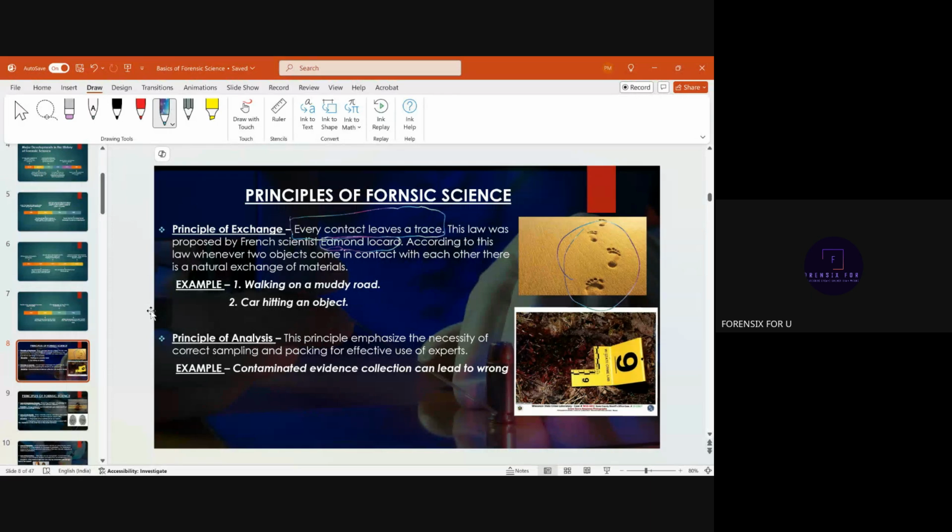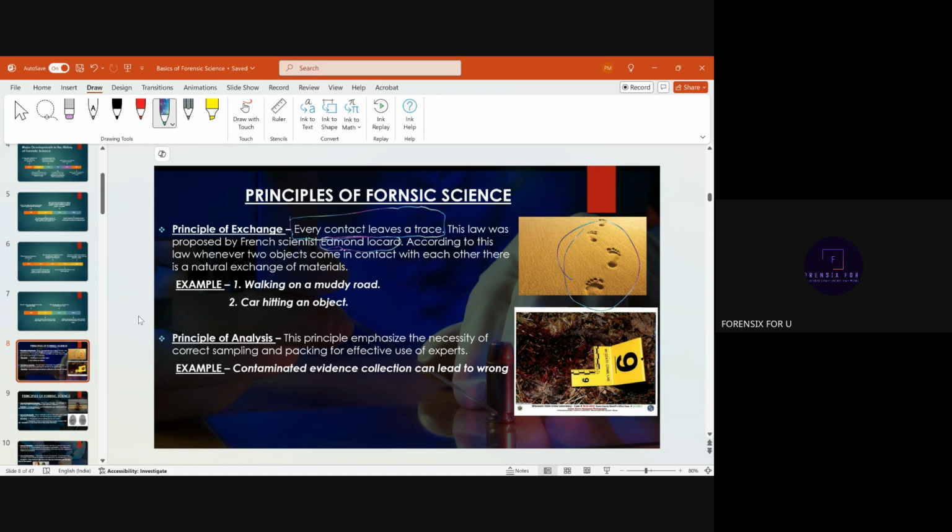So the second principle is the principle of analysis. The principle of analysis basically says that you will get the result of whatever you have collected. If you collect a stale fruit and eat that fruit, you're going to have an upset stomach, and it is not going to taste good. So if you collect a poor quality sample from the scene of crime, you cannot expect the analysis of that sample to be what you wish to have.